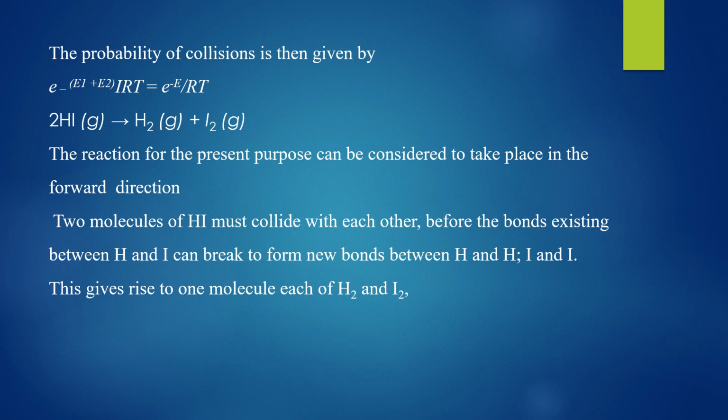So when you have 2 moles of hydrogen iodide giving as products hydrogen gas and iodine, these two hydrogen iodide molecules must collide, and this collision must reach a minimum energy, called the threshold energy, whereby there is a possible chance of the hydrogen iodide dissociating into individual hydrogen and iodine molecules. The reaction for the present purpose is considered to take place in the forward direction.